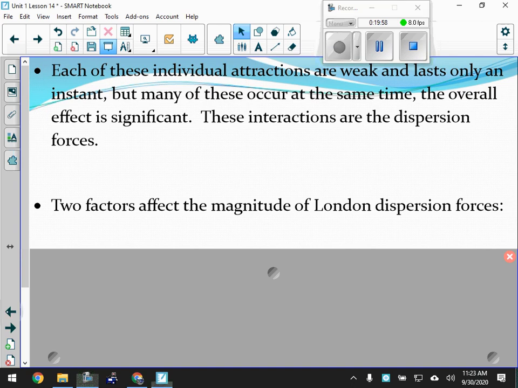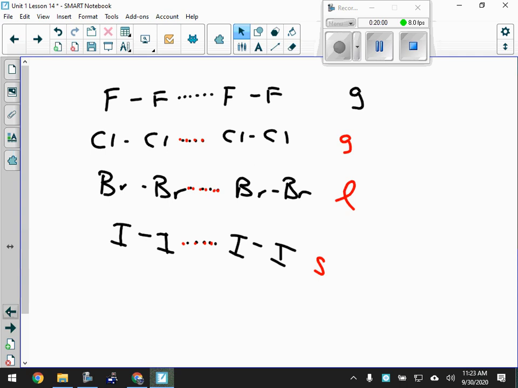Notice back to this example here. Okay, well, we talked about this, remember? F2 is a gas. All of a sudden, Br2 is a liquid. Why is that? Why is I2 a solid now? These are all London forces.